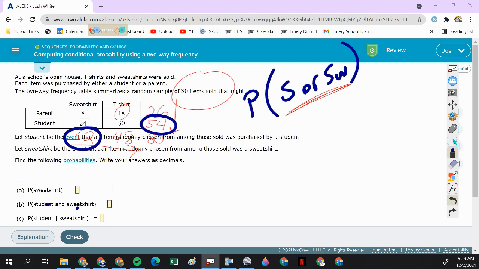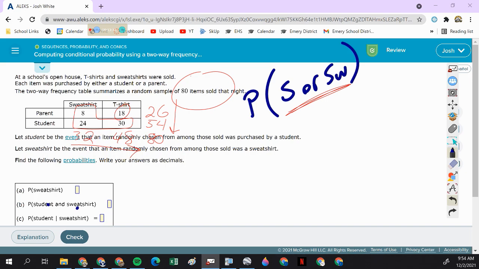How else could you do that? You could add all of those together. 8 plus 24 plus 30 is 62 out of 80. Okay? So does everybody understand the and the or? And would be the one box that is in that row and that column. Or would be everything in the row and everything in the column.